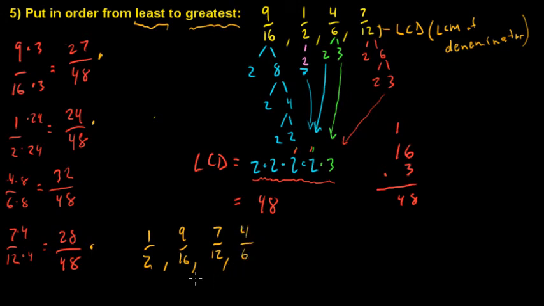And that is how you put fractions in order. Always get the denominators the same. Get the least common denominator. Then you can compare. If you just try to compare looking at the fractions, you're not going to be able to do that. The denominators have to match. So you have to find the least common denominator.